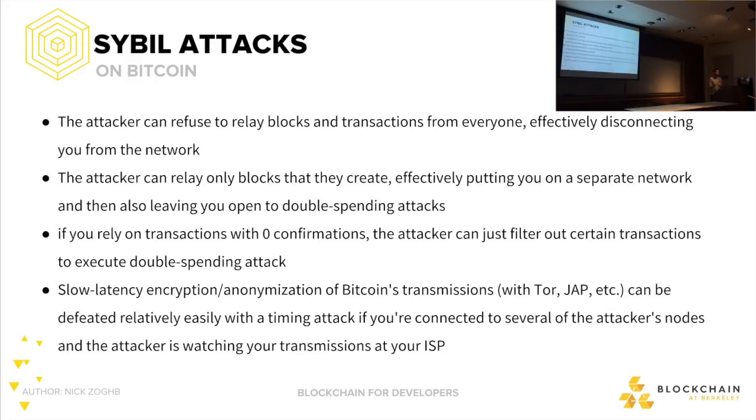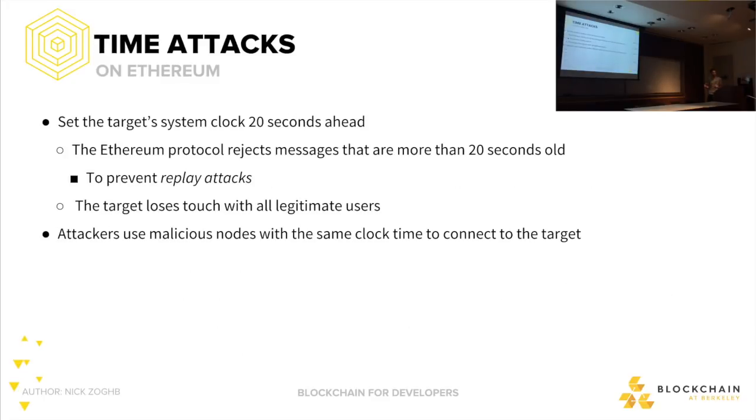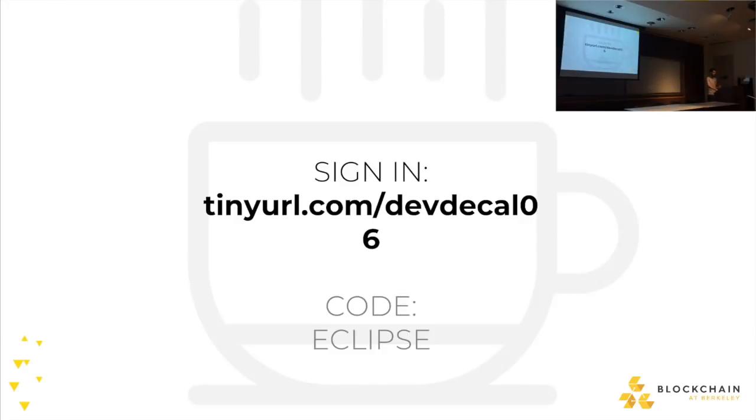Lastly, we have time attacks. And time attacks are actually very, very simple. If an attacker can get their hands on your system clock, if they can set it a little bit more than 20 seconds past actual time, the network will ignore you. And if the attacker sets their system time to the same system time as you have, they can connect to you, and you will interact with them as if they were the network. Okay. Cool. So at that point, I'll hand it off to Akash.